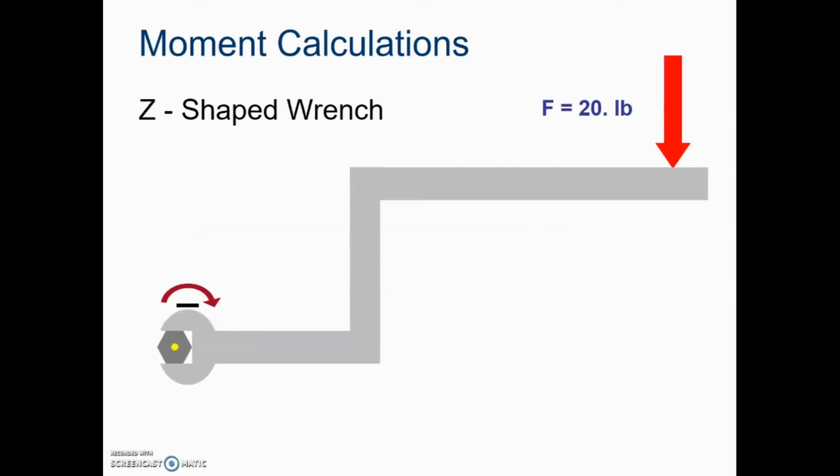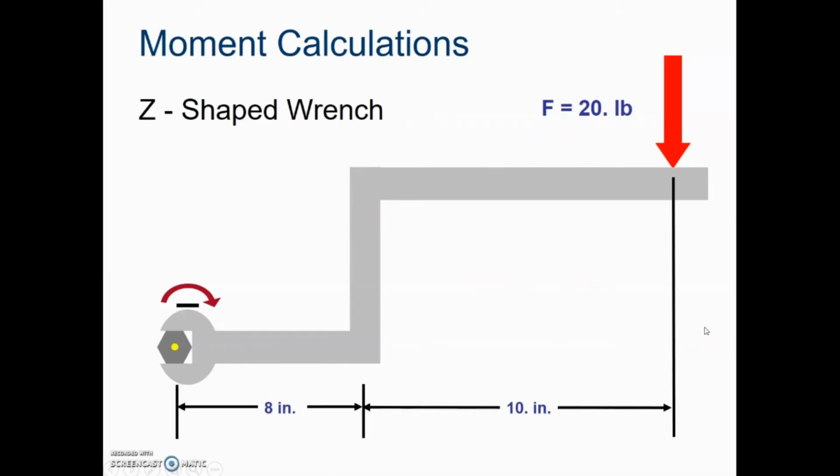Now let's get a little bit weirder. Let's go to a Z-shaped wrench. Now we have to make some decisions for our perpendicular distance. If I follow the direction of my force all the way down to this spot, I need to know this distance right here. Not this distance, because that is parallel to my force. I need to find that 90-degree angle. So I need the distance of this plus the distance of this for my moment calculation.